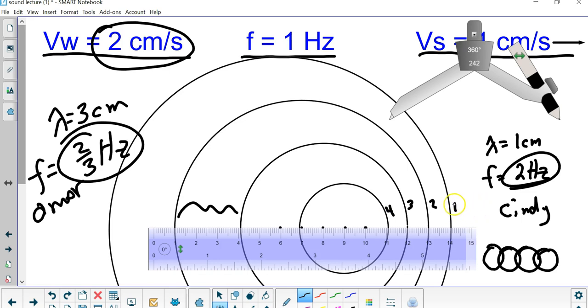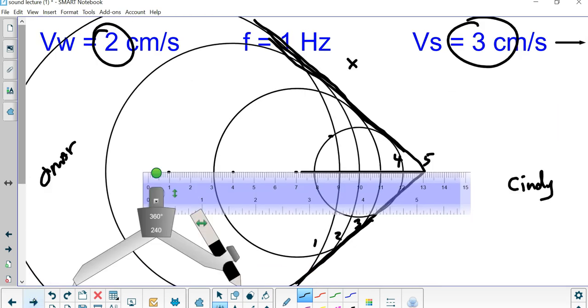Cindy gets hit by wave 1 first, then wave 2, then wave 3, then wave 4. If I was running from left to right and I yelled out 1, 2, 3, 4, Cindy would hear 1, 2, 3, 4. But in this scenario, which wave is going to get to Cindy first? Well, it's going to be wave 4, and then 3, and then 2, and then 1. So she wouldn't hear 1, 2, 3, 4. She would hear 4, 3, 2, 1. The words would actually sound backwards as well.